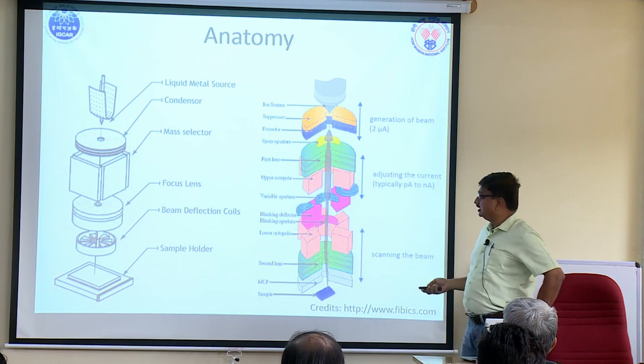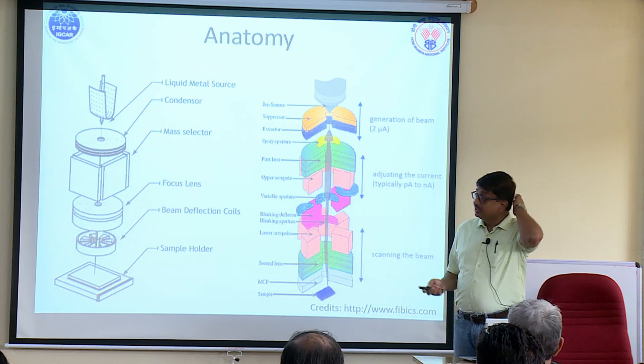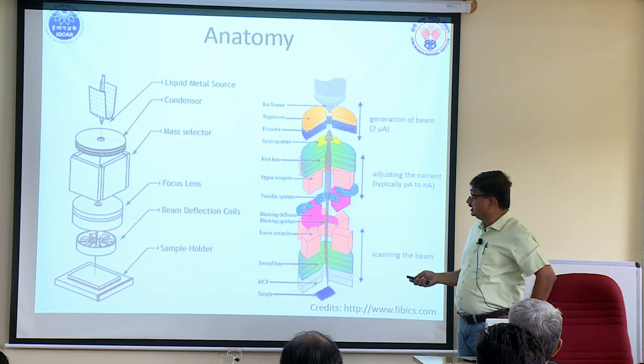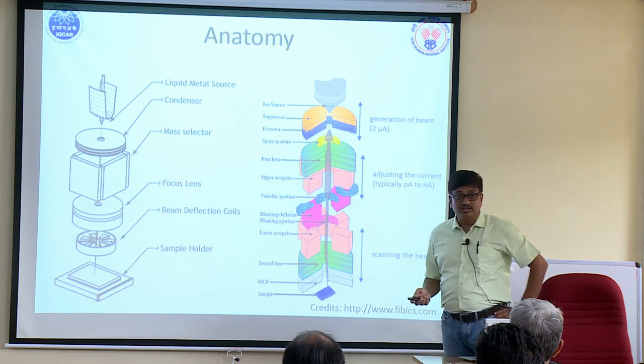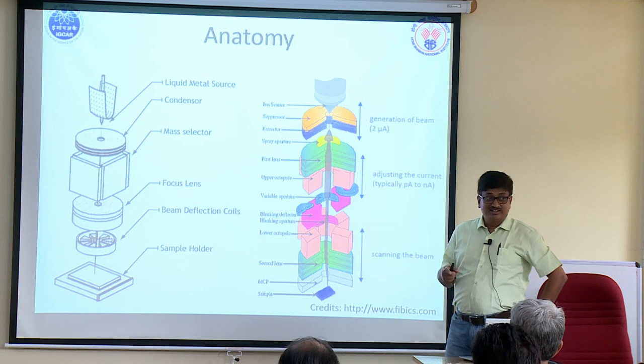And to have the optics, of course, you have optics which is similar to the electrons. So you have an electromagnetic coil and a mass selector as well as a beam deflection coil. Beam deflection coils are extremely important because finally you are going to scan it, just like a SEM.